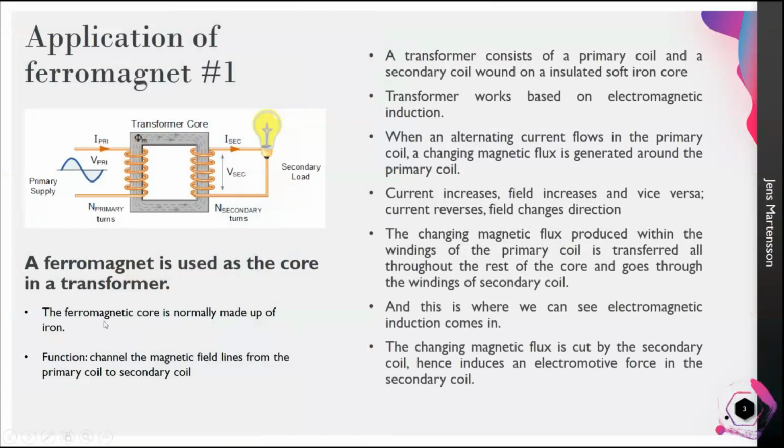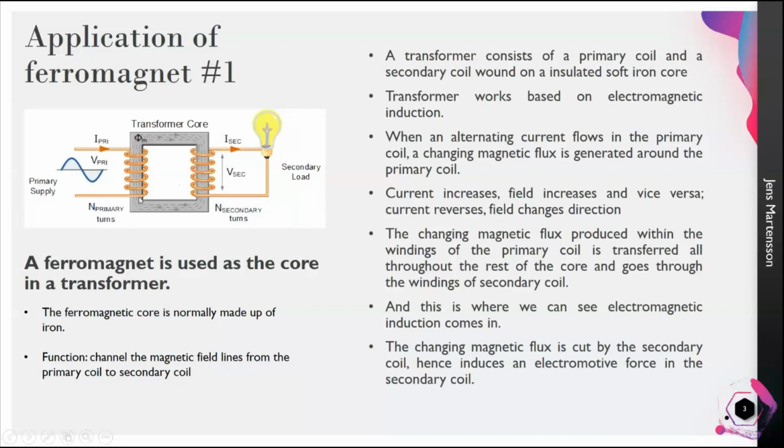A ferromagnetic core is usually made up of iron. Its function is to channel the magnetic field lines from the primary coil to the secondary coil. In fact, a transformer usually consists of a primary coil and a secondary coil wound on an insulated soft iron core. Transformer works based on electromagnetic induction.